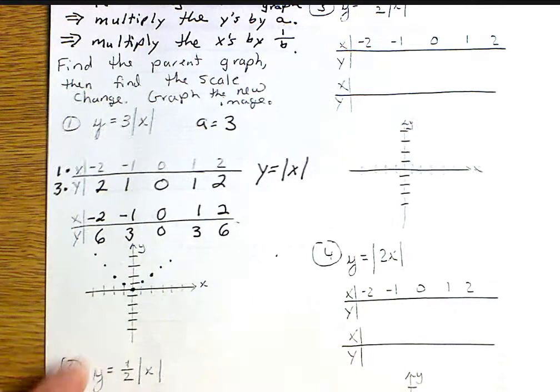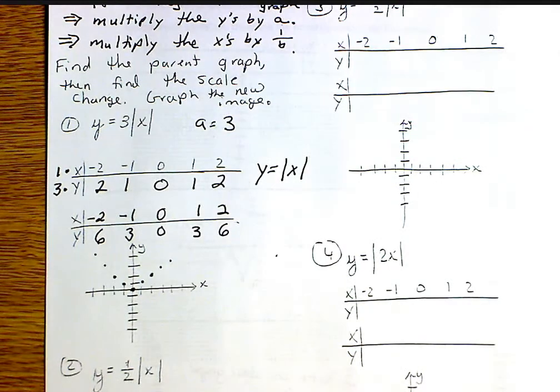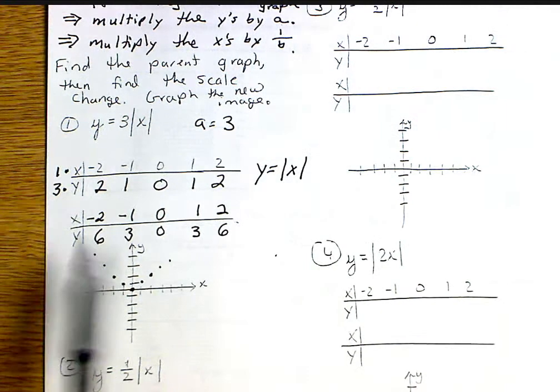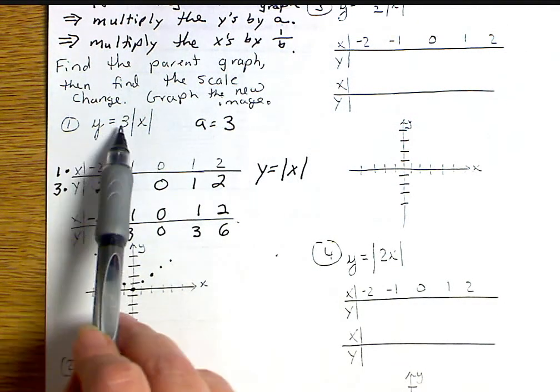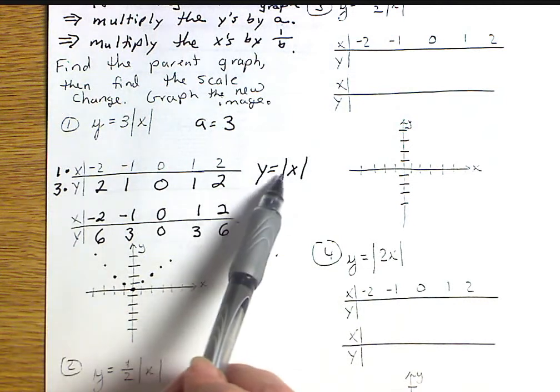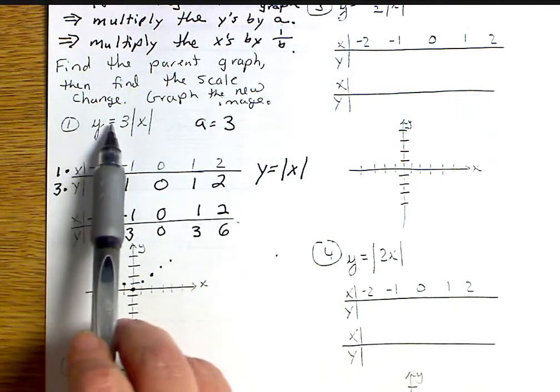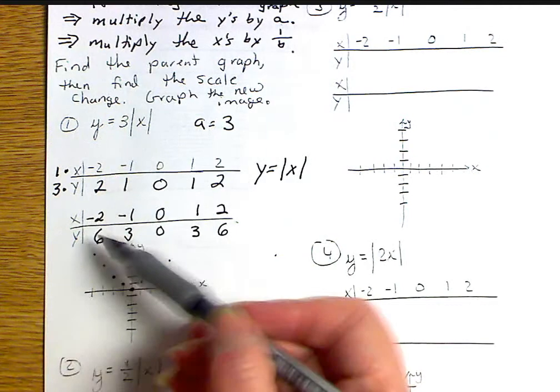That's your parent graph. So the top one's the parent graph? Top is the parent graph, yep. We want to see what happens when we took the parent graph and we changed it from y equals absolute value of x to y equals 3 absolute value of x. So let's graph the bottom numbers.